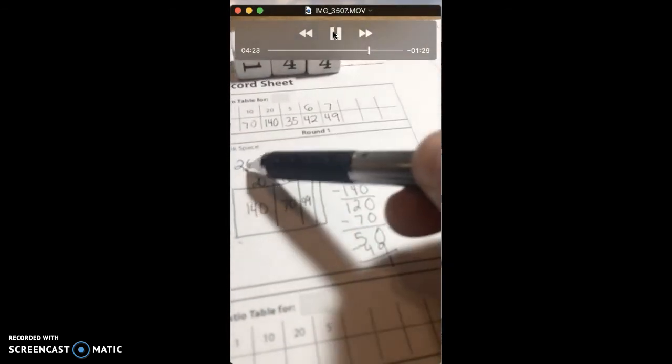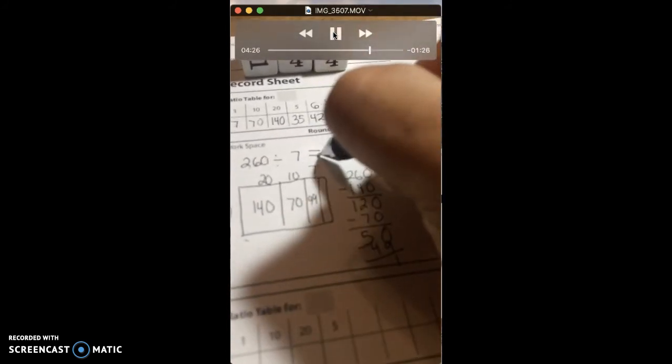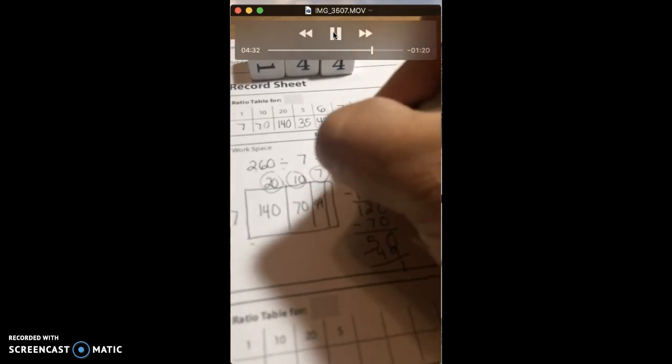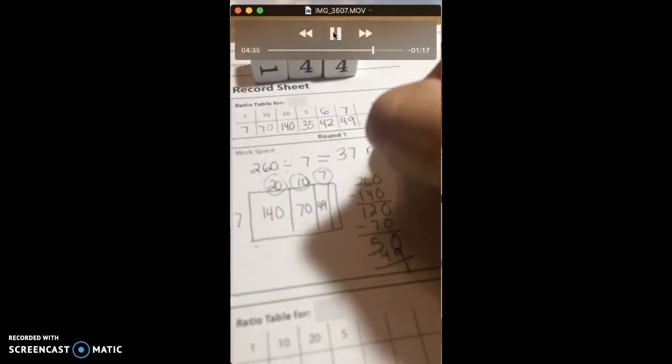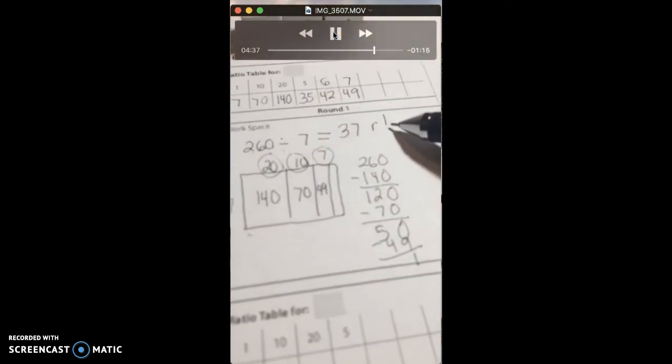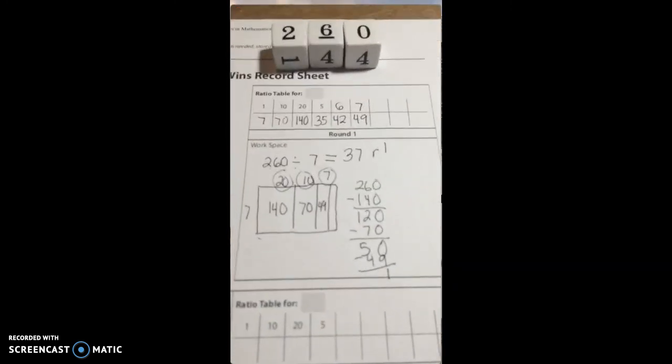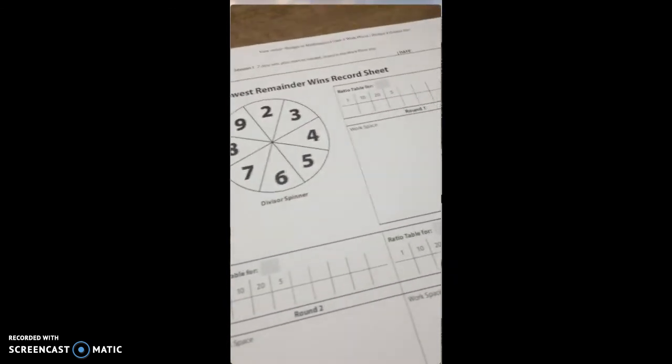So my answer, 260 divided by 7 equals 20 plus 10 is 30, 30 plus 7 is 37 with a remainder of 1. I get to record that remainder on my record sheet at the bottom of my paper, round 1, and that remainder was a 1. The objective of the game is whoever has the lowest total of all the remainders wins that game, or that round. Now my partner will do the same thing on his or her paper.